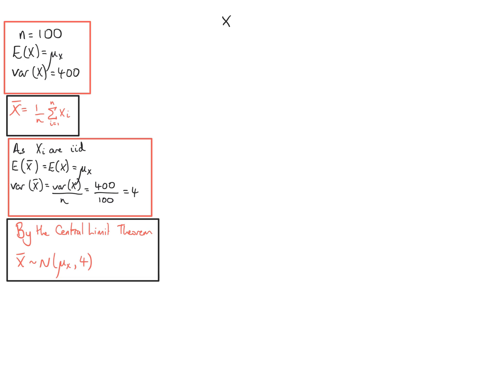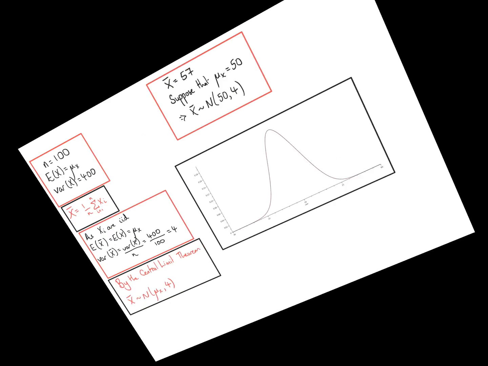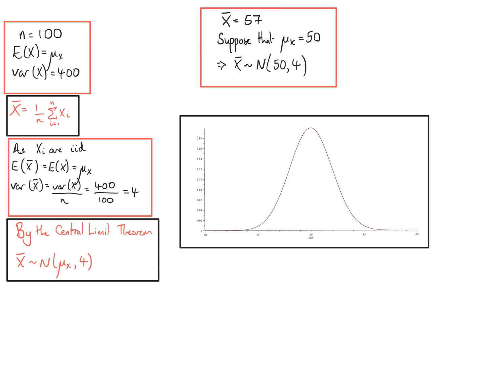Now, suppose that we've got a sample mean equal to 57. That might have been drawn from a population where the true expectation was equal to 50. So suppose that mu x was equal to 50. How would the sample means have been distributed? Well, if mu x, the expectation of x, was equal to 50, then the sample means would be normally distributed with expectation 50 and variance 4. And we can see that distribution here.